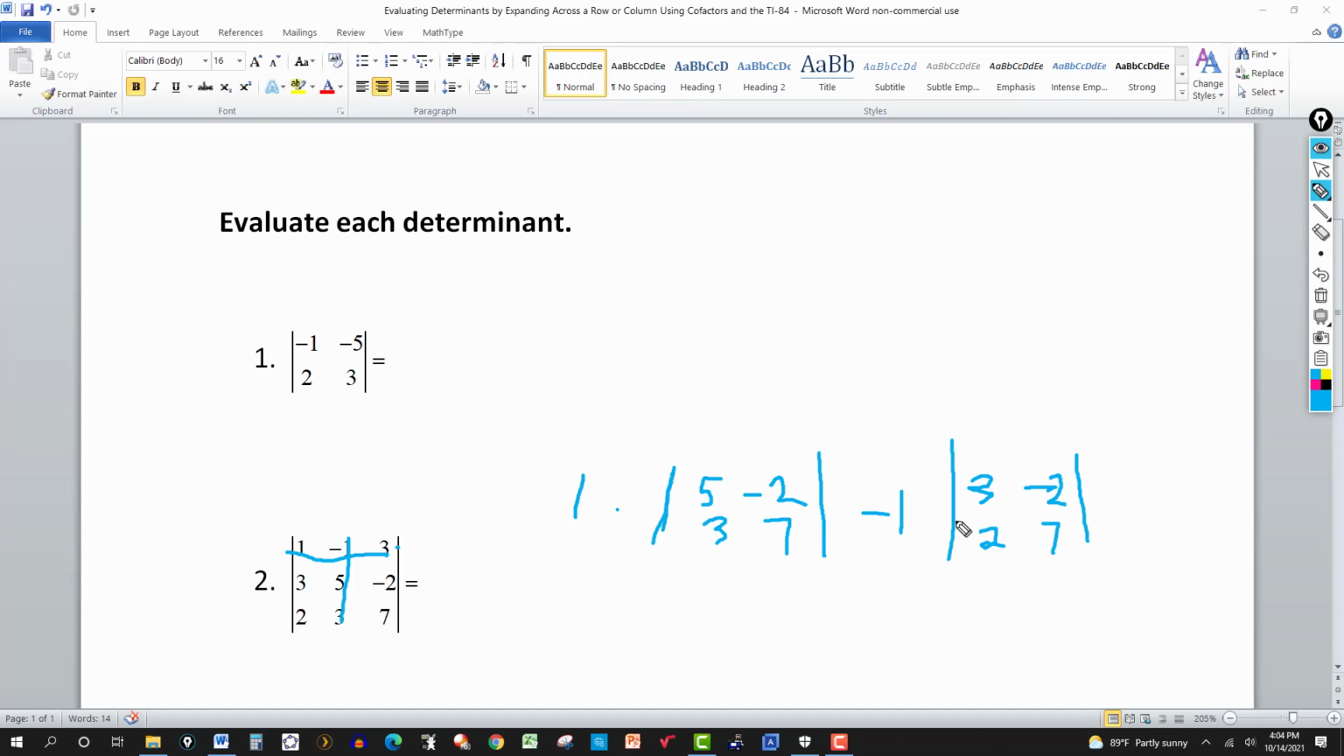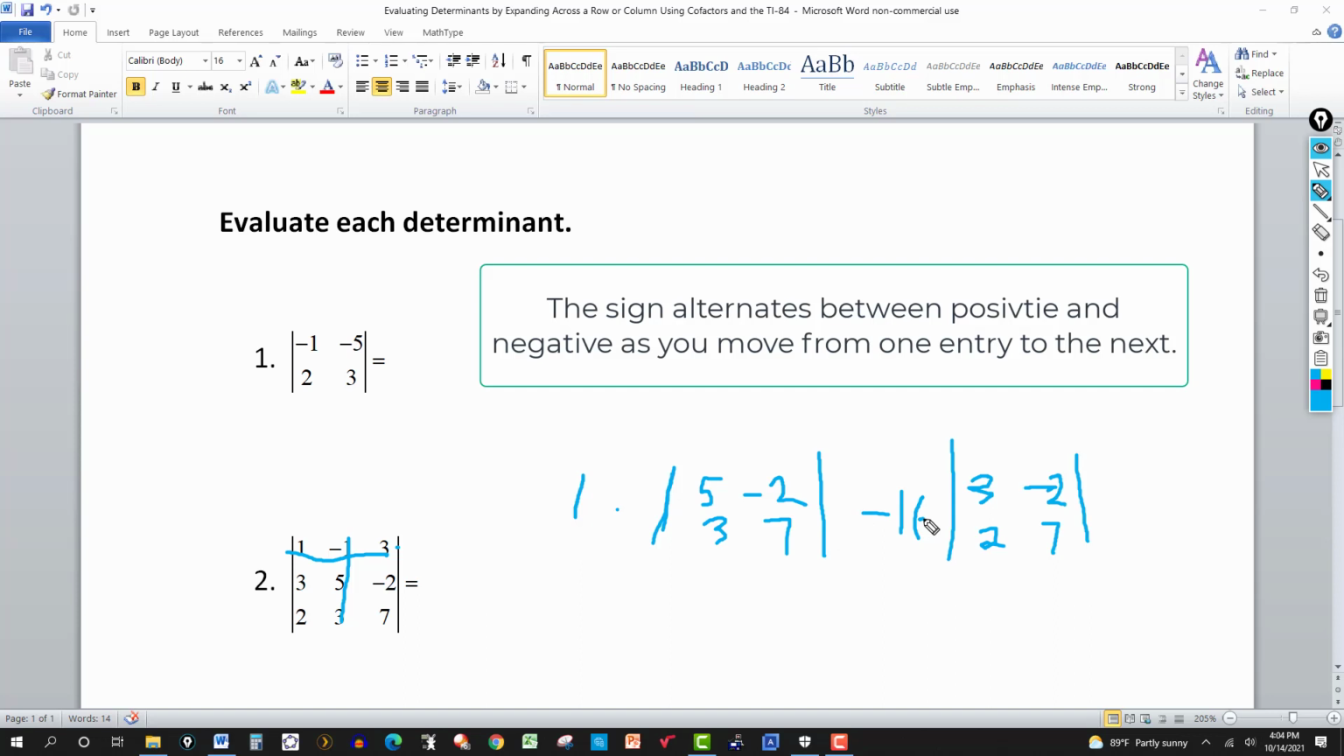And then this is multiplied by either a 1 or a negative 1 depending on the position. Well, notice here the negative 1 is in the first row, second column. So 1 and 2 is odd. So this is multiplied by a negative 1. So this sign right there is going to change. So this will be a negative 1. And then we go to the next one.